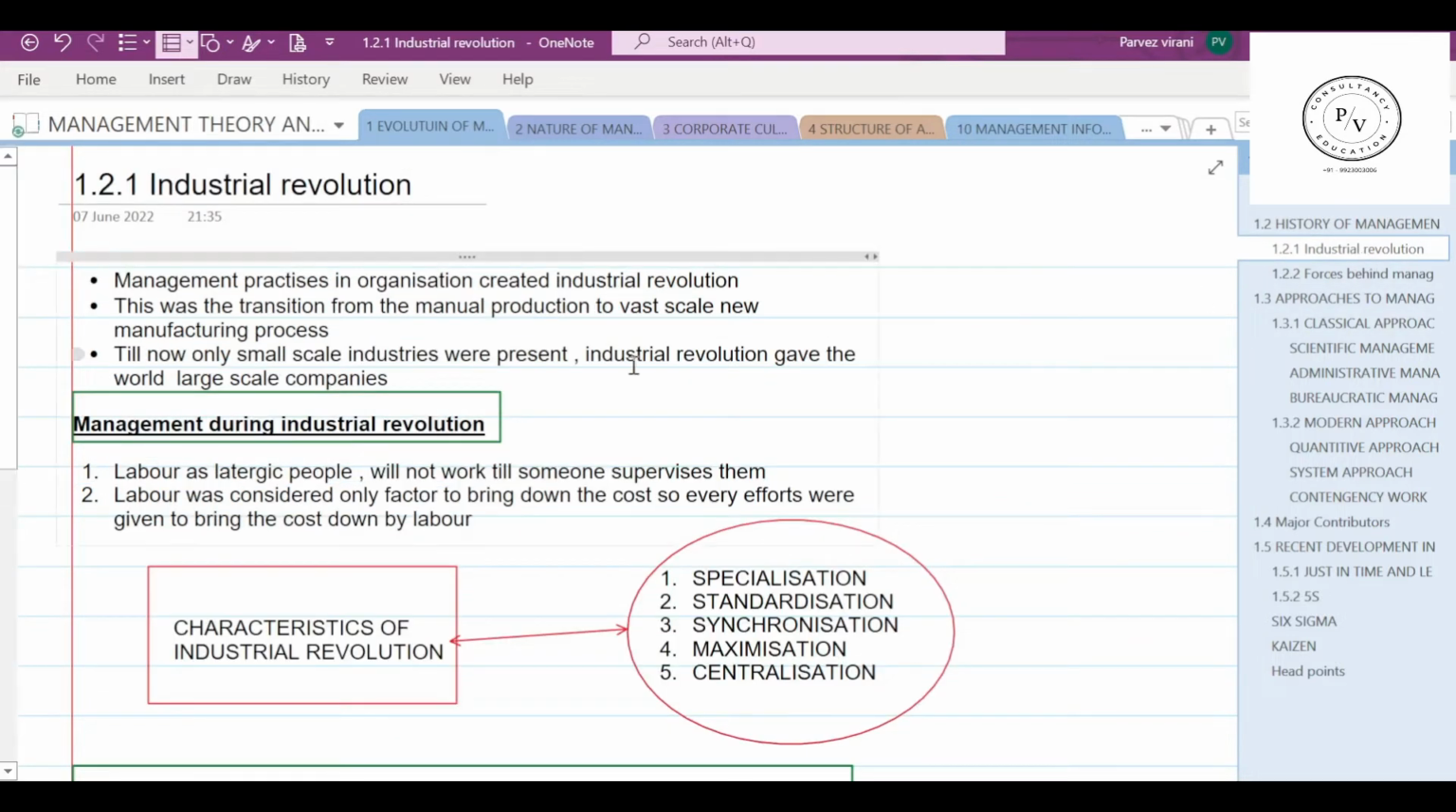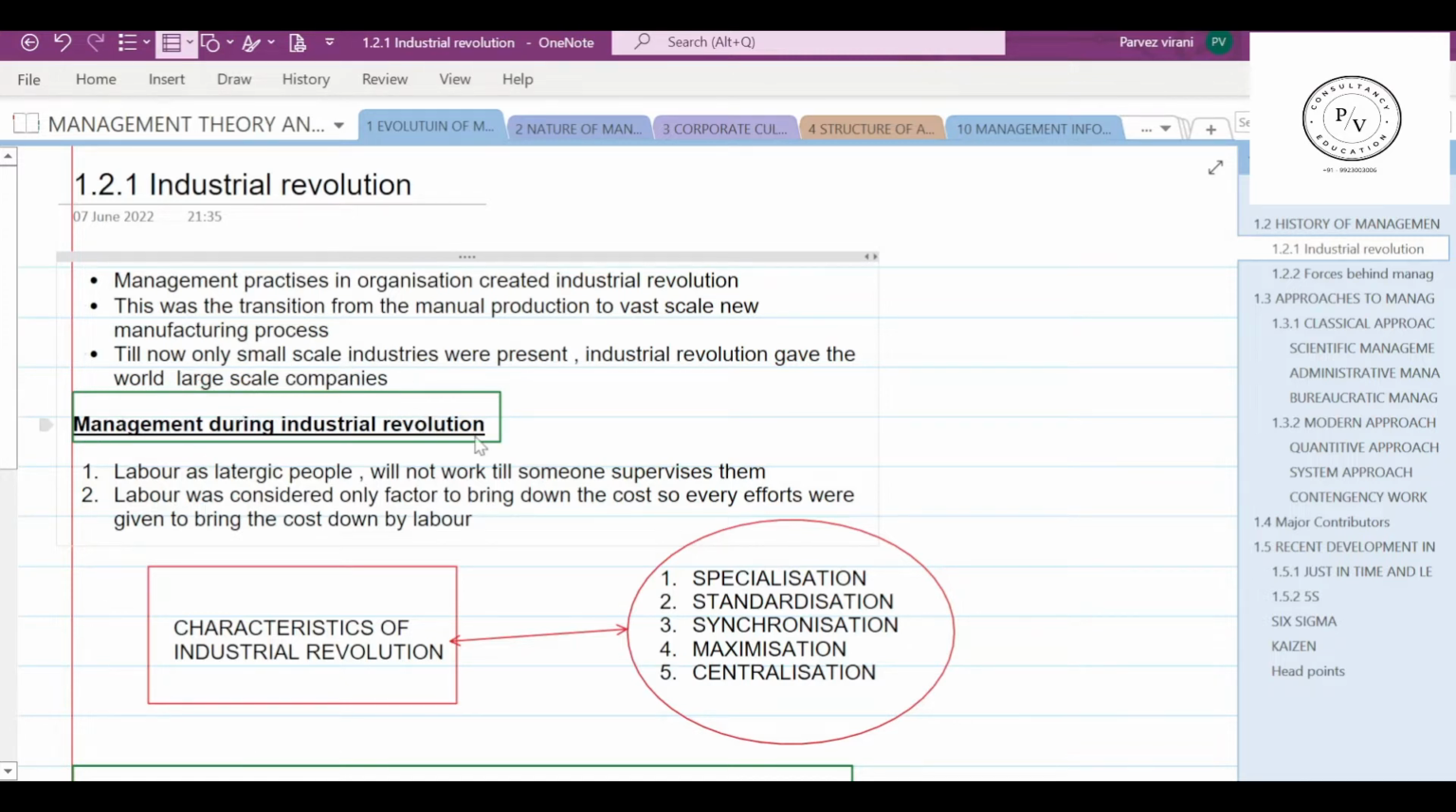So 1.2.1 Industrial Revolution. Now let's see what it is. Management practices in organizations were created by the Industrial Revolution. This was a transition from manual production to vast scale, new manufacturing processes. Till then, only small scale industries were present. The Industrial Revolution gave the world large scale industries or large scale companies.